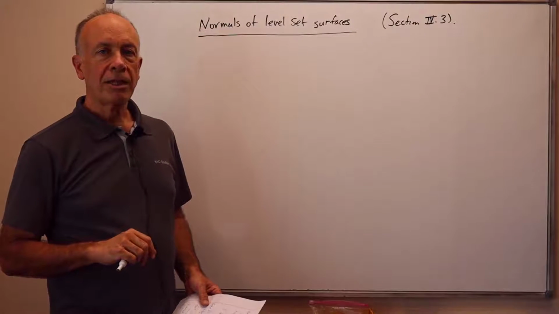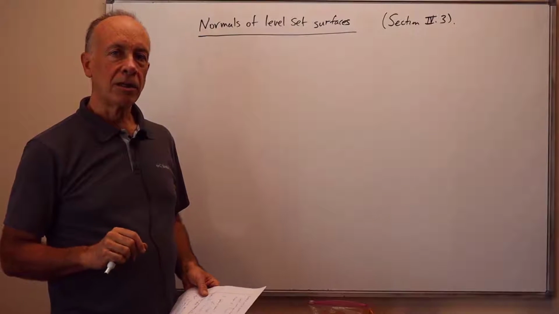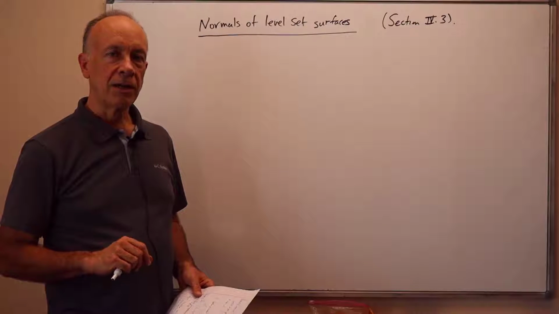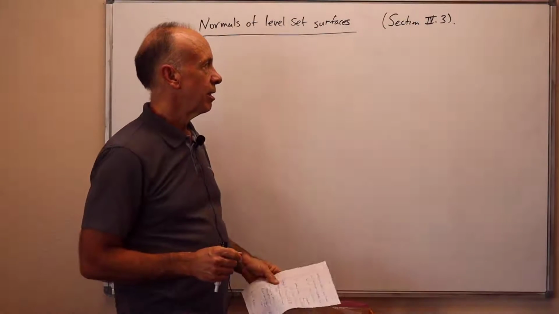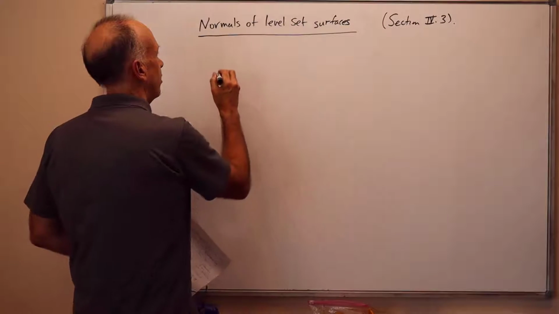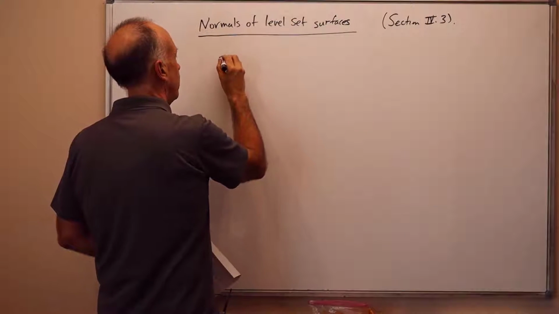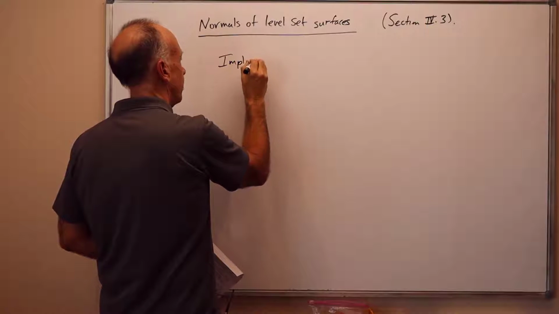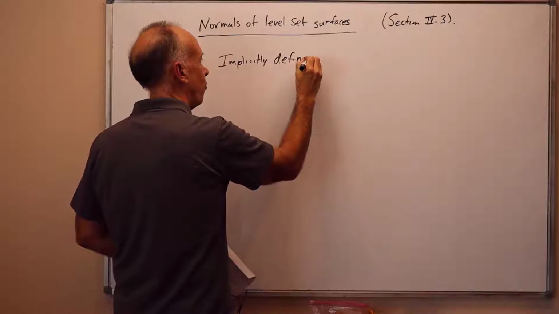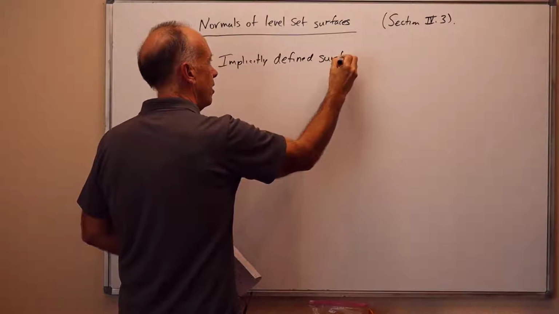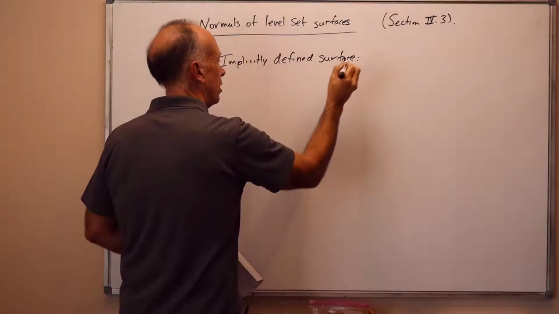Hello, this presentation will talk about how to compute the normals of surfaces defined as level sets of functions. We can find this discussed in section 4.3 again. A level set surface can also be referred to as an implicitly defined surface. So for an implicitly defined surface, we don't actually have a formula for giving points on the surface. We have a formula that points satisfy.